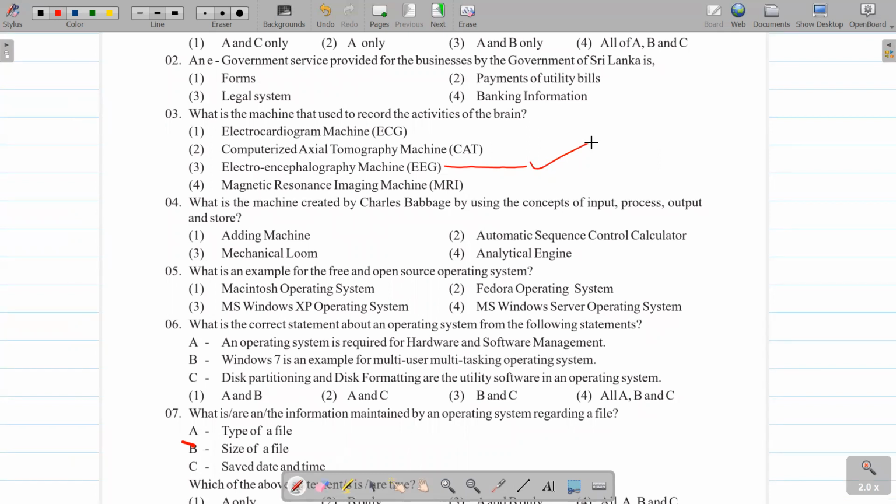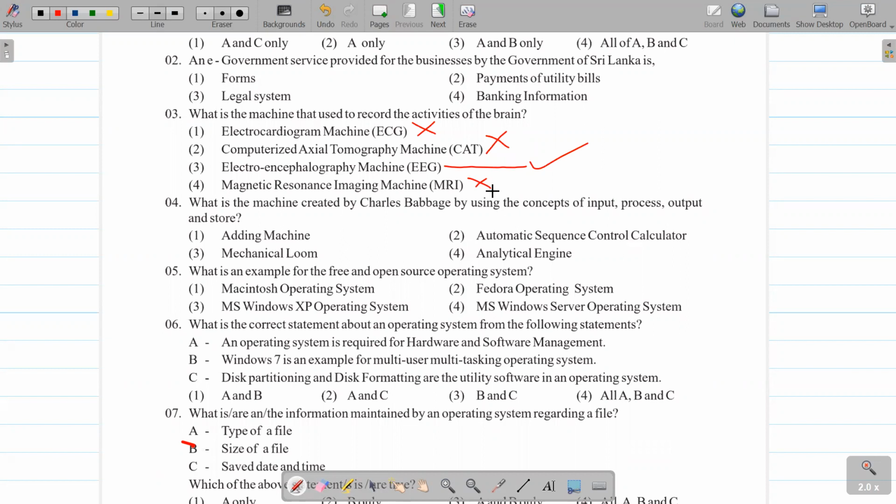Electrocardiogram machine, that is for examining the heartbeat, so it's not the answer. Computerized axial tomography helps us to take 3D images of our organs, so it is not regarding the brain. And again, magnetic resonance imaging, MRI, will help us to take pictures of the brain, but the brain activities will not be monitored by that. So the correct answer is going to be the third one for number 3.